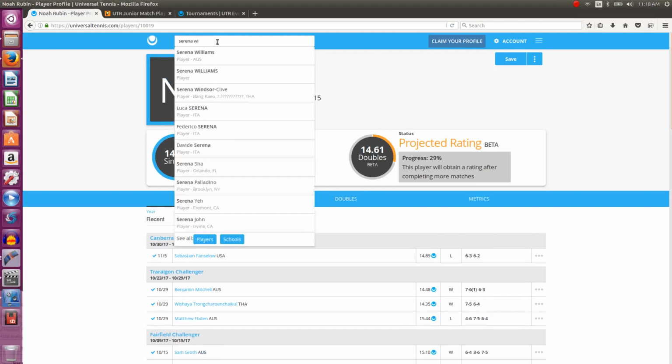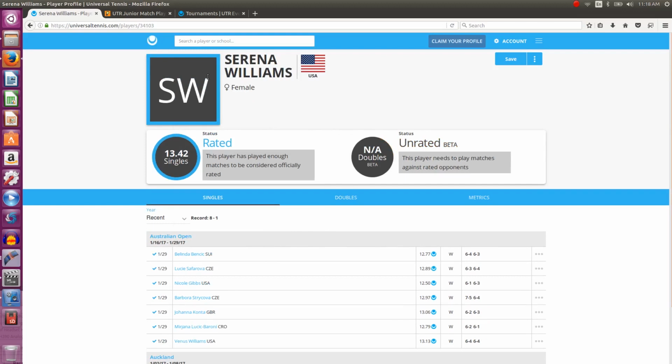If we want to look up Serena Williams, there's always this debate on how well Serena would do against a male player. And, well, I think we have the answer. She is essentially one full UTR point below, say, a top 300 player, or she is 2 full UTR points below a top 100 player, meaning that Serena would probably lose 6-2, 6-2 to someone ranked around the 200 level.